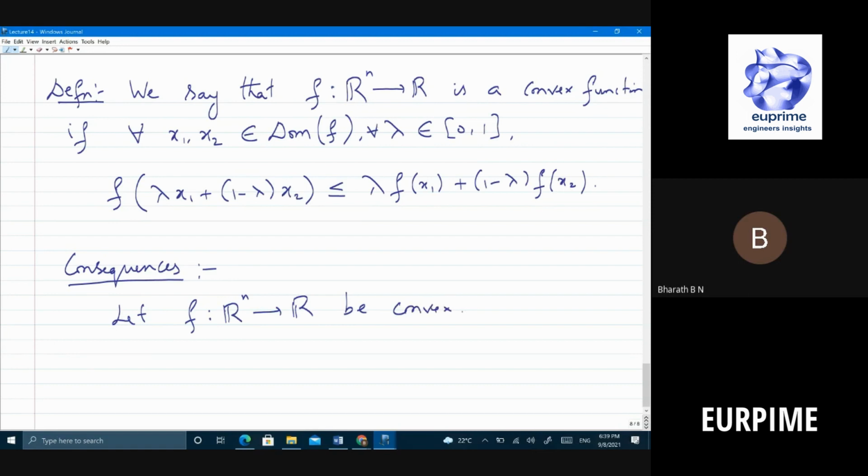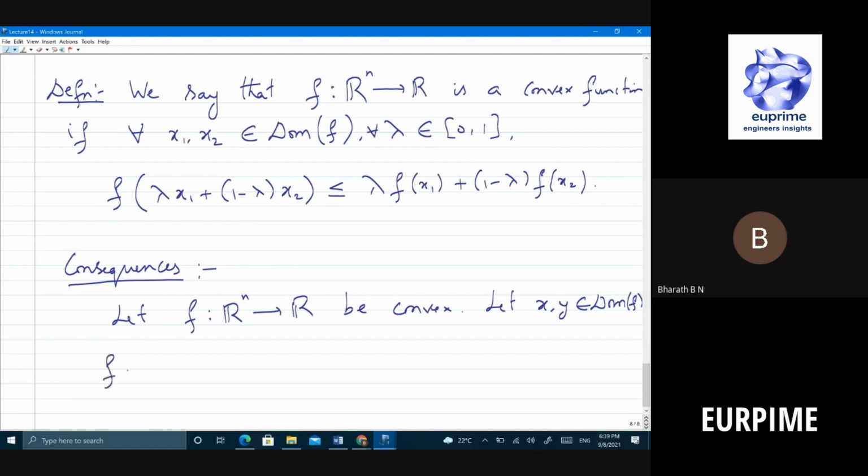Now we take two points. Let's say x and y belong to the domain of f. I'll take a convex combination of these two points. One way of writing that is lambda x plus 1 minus lambda y, or I can write it as y plus lambda times x minus y. You agree? Lambda x plus 1 minus lambda y, or y plus lambda x minus y. Do you agree with that?